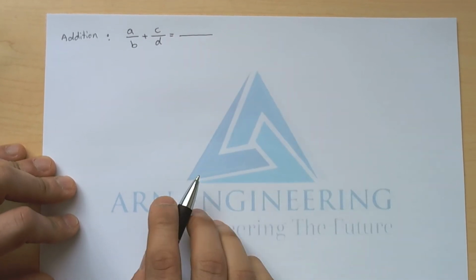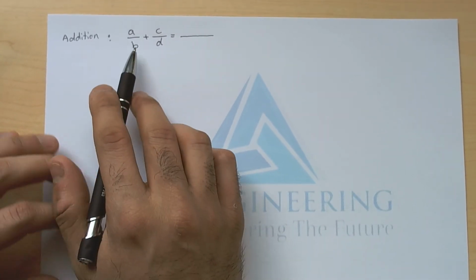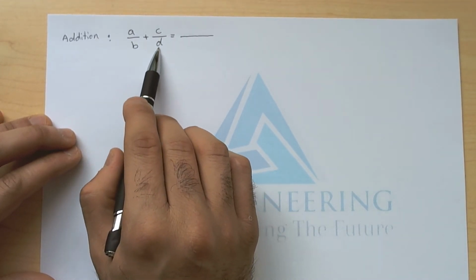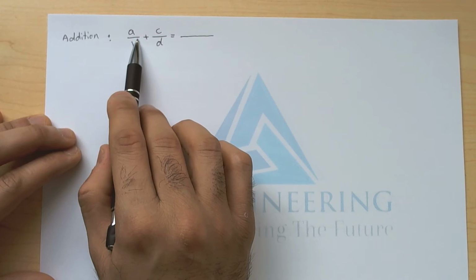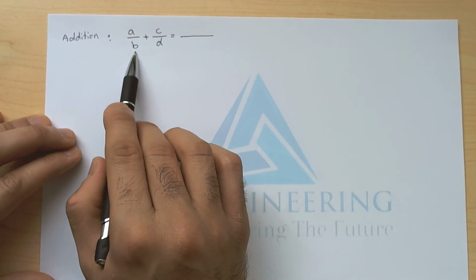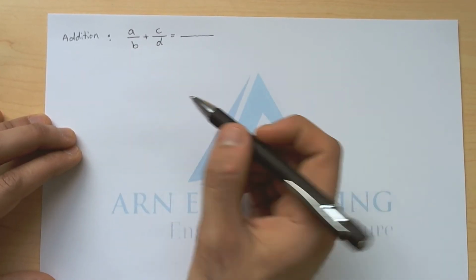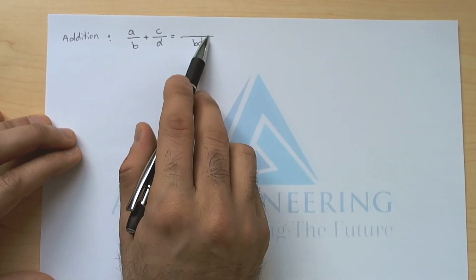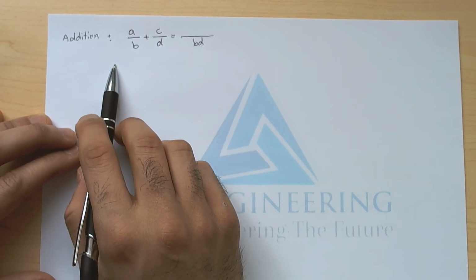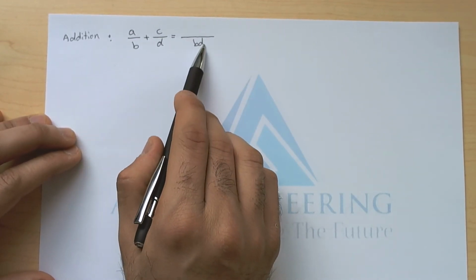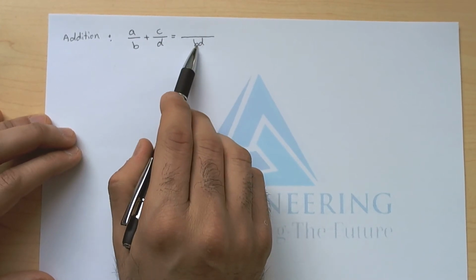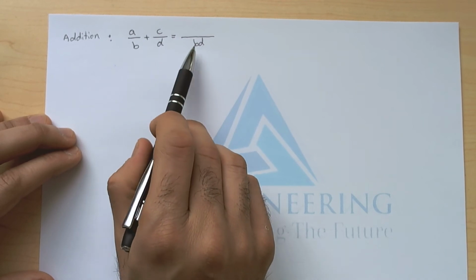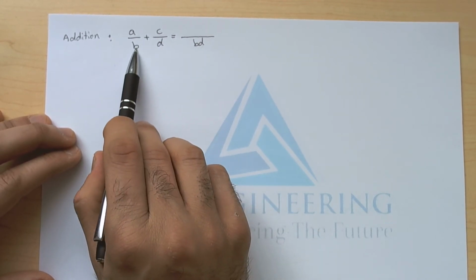Now, the way I do this is, first thing I do is I times the bottom part of the fractions together. So B times D, and I basically just write it at the denominator of the answer. Then what I do is I grab this and divide it by the first fraction's denominator. So BD divided by B.